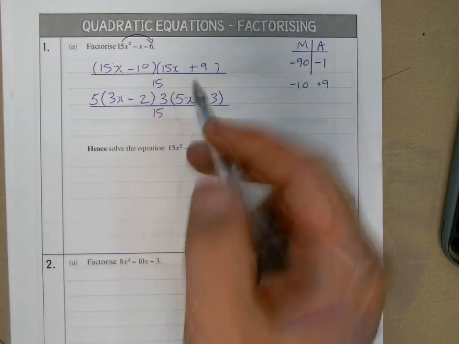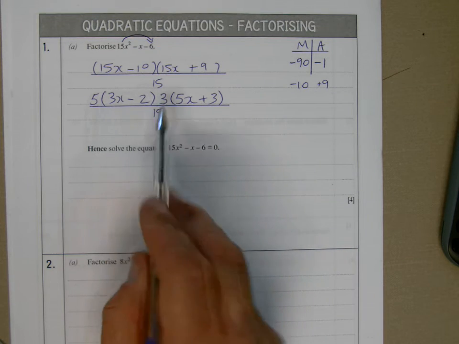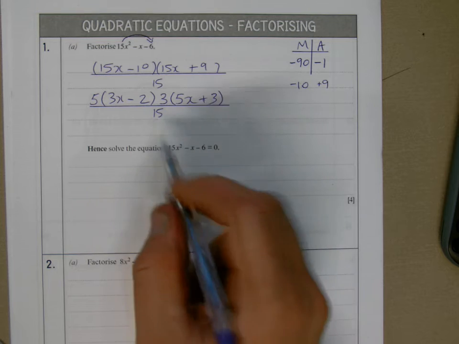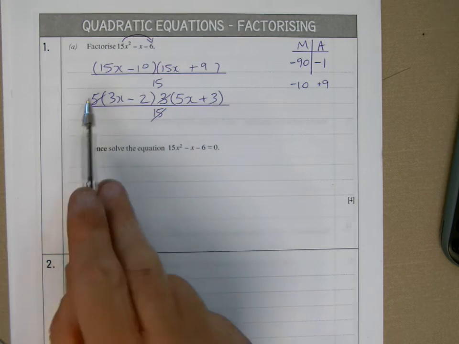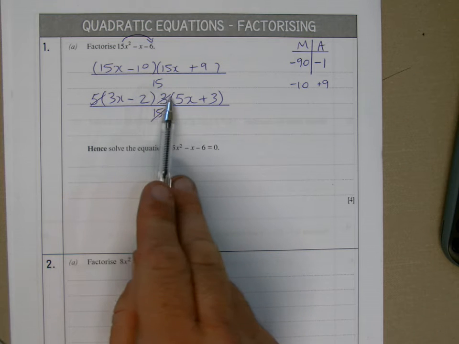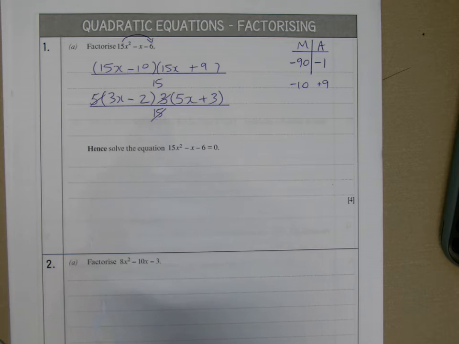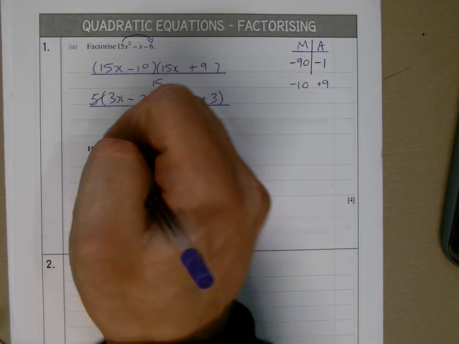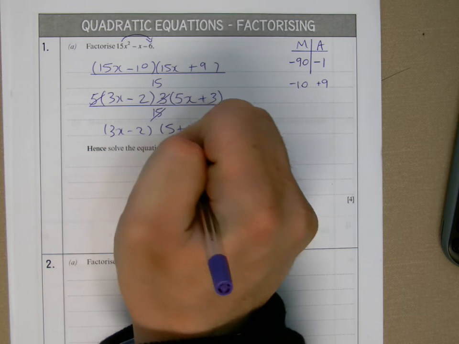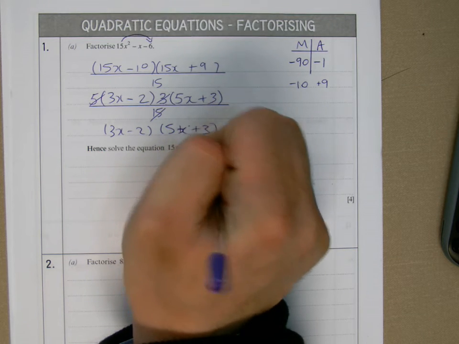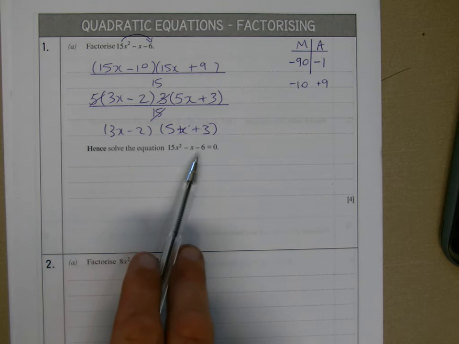And what you'll notice, of course, is, because you've got a 5 here and a 3 here, 5 times 3 is 15, and divide by 15 is 1, so they cancel each other out. It's important to see that. So you end up with the two brackets, 3x minus 2, 5x plus 3, as a product of those two brackets. Then it says, hence solve this.